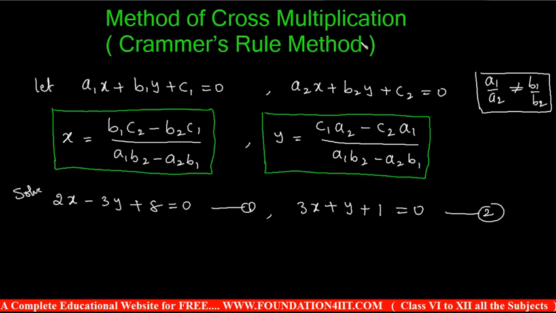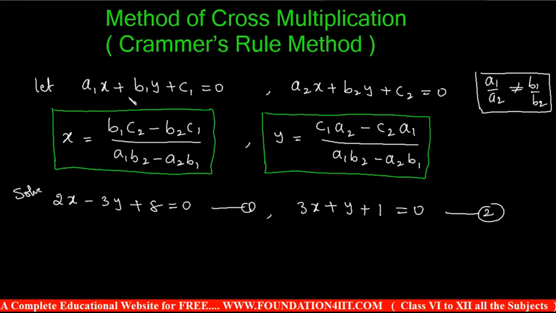Method of cross multiplication. This is the cross multiplication method, or we can call it Cramer's rule method. With this method also we can find the solution for any system of linear equations. Here is the formula, I wrote it already.